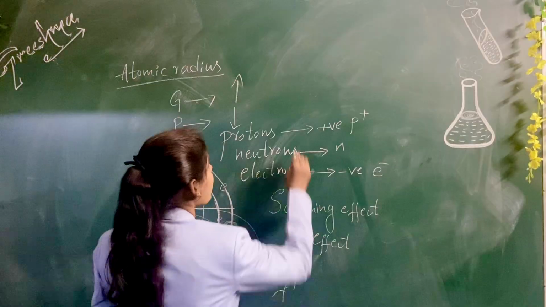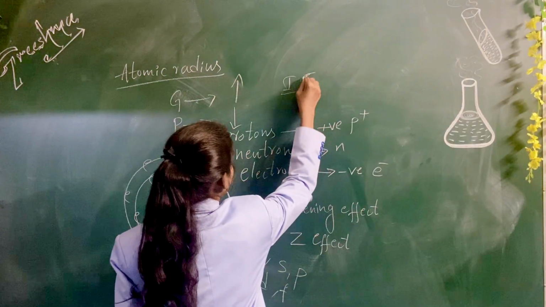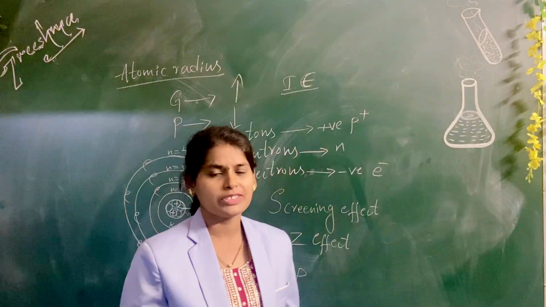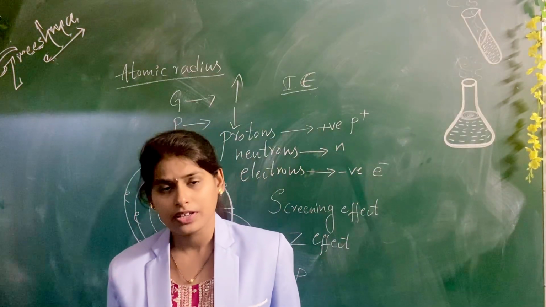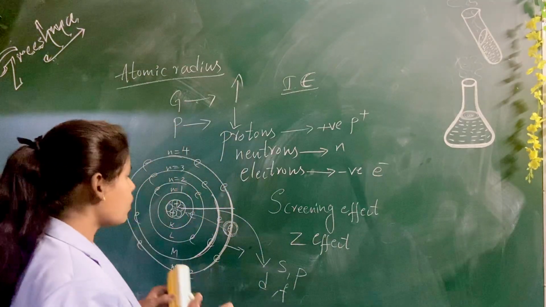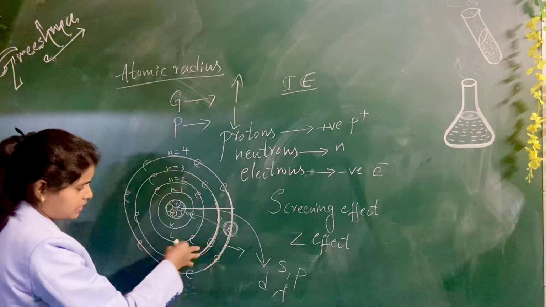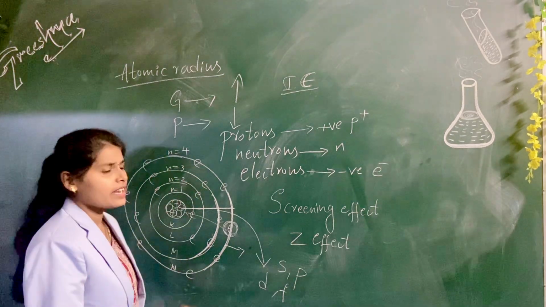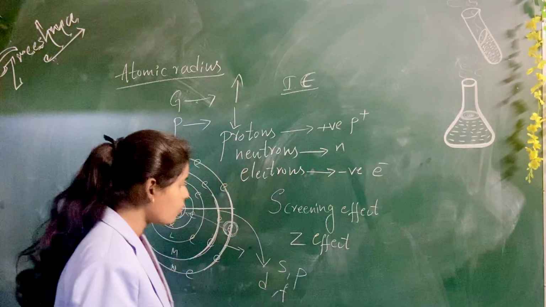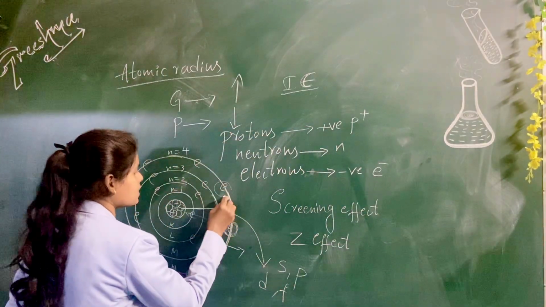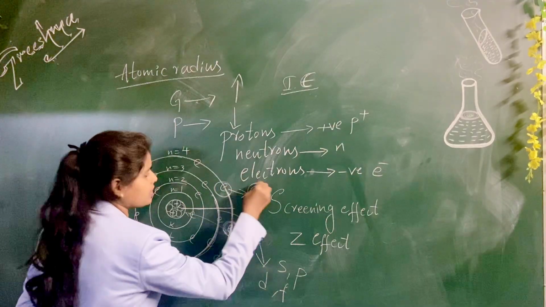Then talking about ionization enthalpy. Ionization enthalpy can also be called ionization energy, which means the same. So what is ionization energy or ionization enthalpy? I will explain this concept within this atom structure. I want to remove an electron which is present in the outermost shell. If I want to remove an electron present in the outermost shell, I do require some amount of energy.